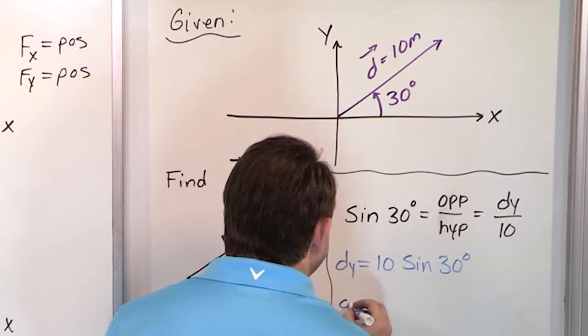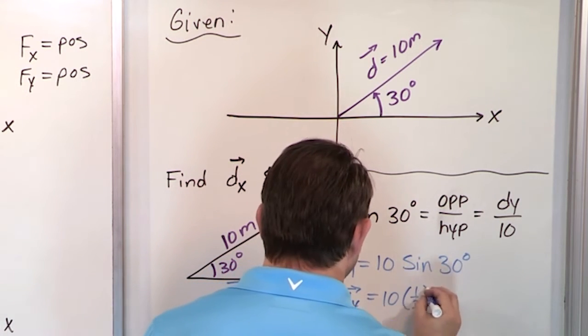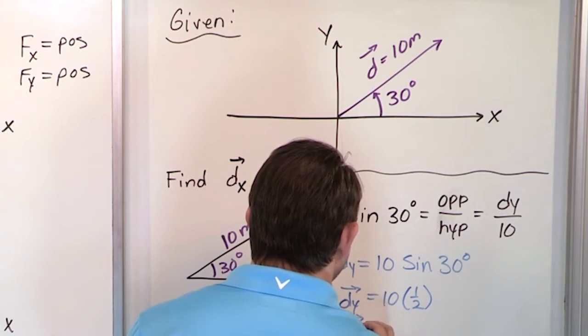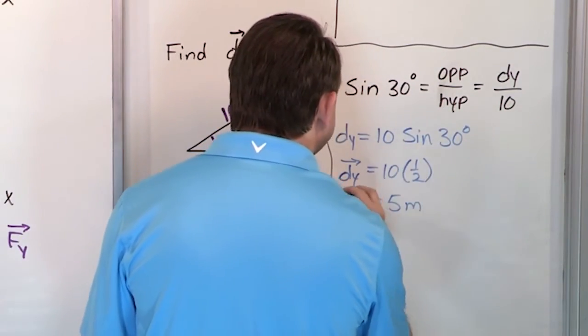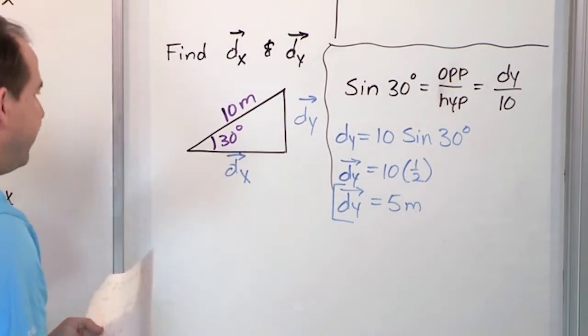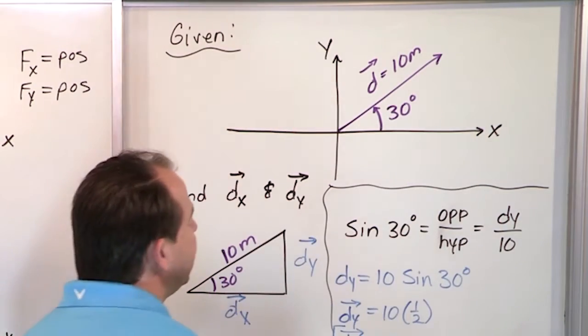So we can write down that dy is equal to 10 times sine of 30, which is 1/2, so dy is equal to 5 what? Well, this was in meters, so this has got to be a distance in meters also. So dy is 5 meters. That means the vertical component of the distance was 5 meters.